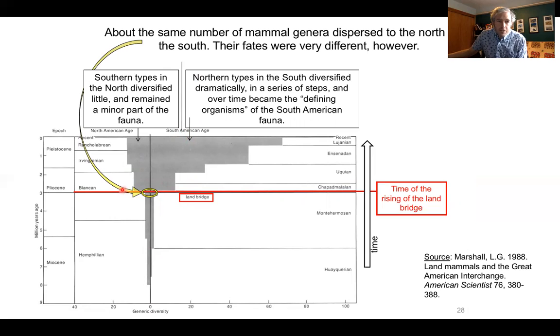So this was when the land bridge appeared. You can see this is the diversity of southern species in the north, not a very big area. This is the diversity of northern species in the south, very big area. So although about the same number originally crossed back and forth across the bridge, when they got there, the southern species in the north diversified a tiny bit. The northern species in the south diversified dramatically.